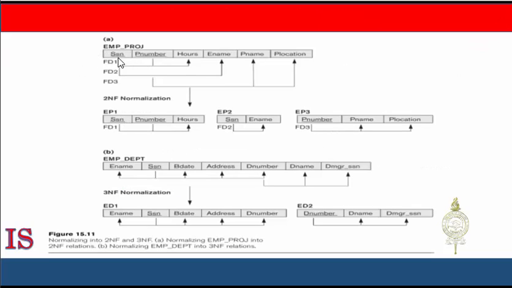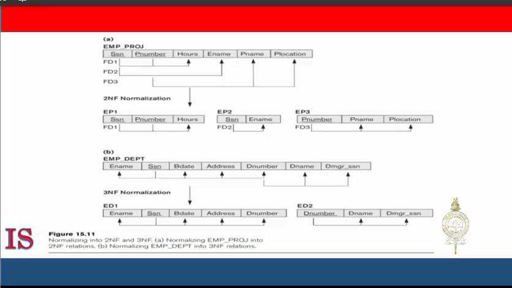Here you see improj in its non-second normal form state with all these non-prime attributes that are partially dependent, not fully dependent on the primary key. And it is now broken or decomposed into three new relations: EP1, EP2, and EP3. Now, do you see why we say that normalization is the decomposition of relations?